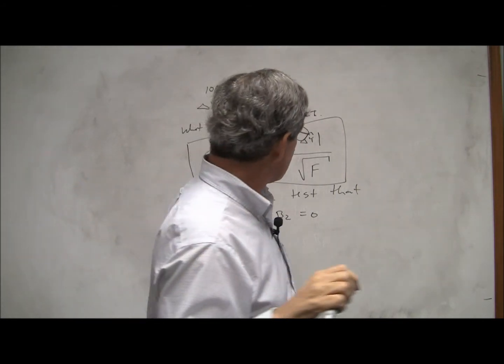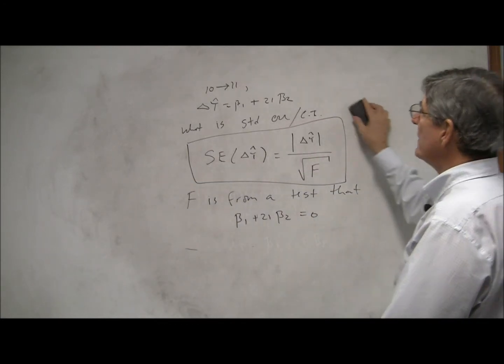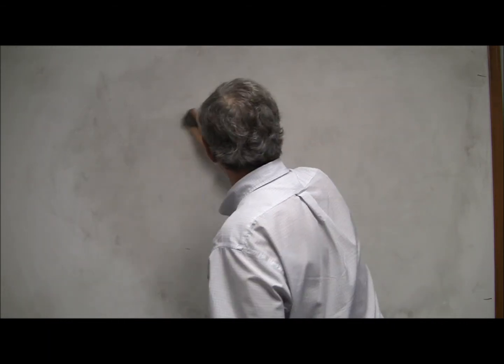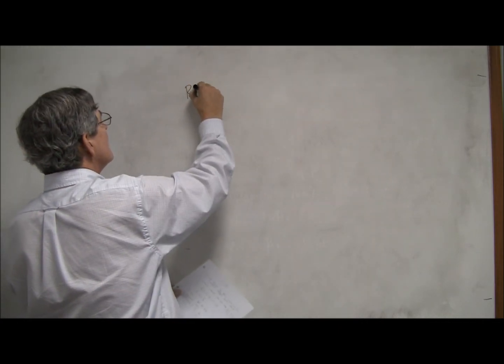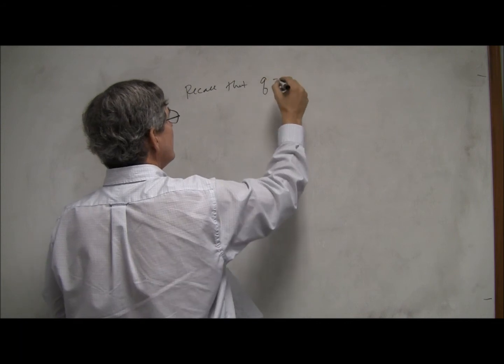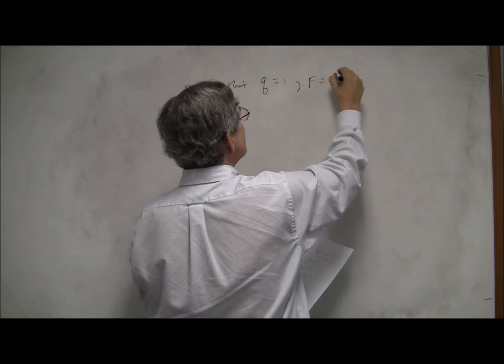So where does this come from? Where does this formula come from? How do you get that formula? So let's first derive the formula, and then we'll do an example from the test score data, surprisingly enough. Bet you couldn't see that example coming. Recall that for q equals 1, one restriction, F equals t squared.